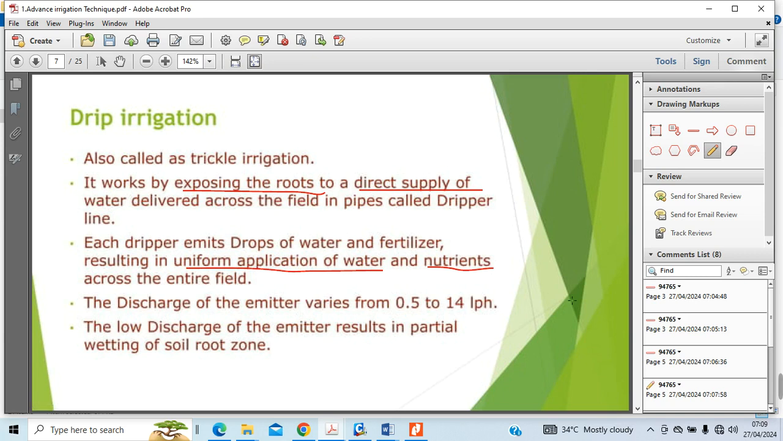The discharge of the emitter varies from 0.5 to 14 lph. The low discharge of emitter results in partial wetting of the soil root zone.